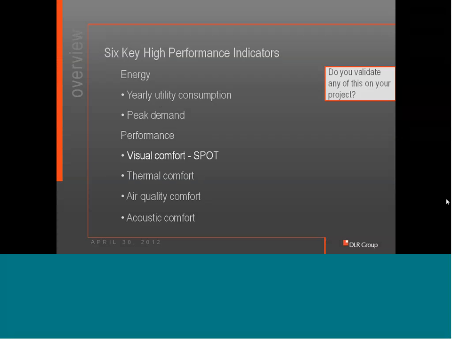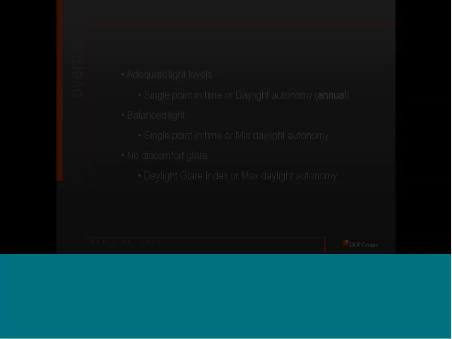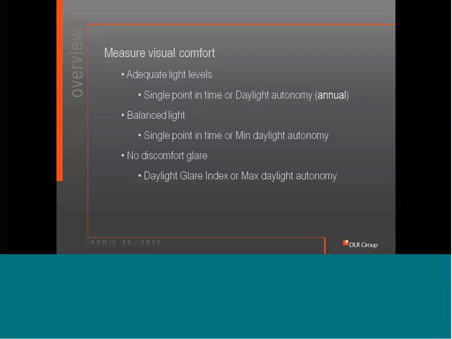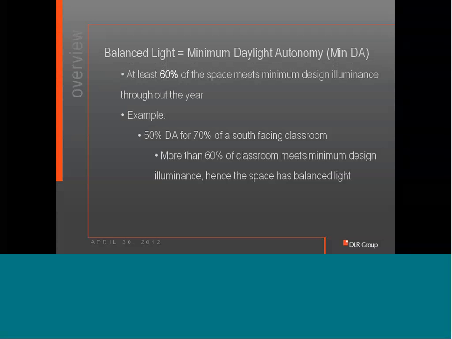So just a very quick overview of visual comfort. We looked at 6 key performance indicators, and we're talking about visual comfort, and we're using Spot as a program to evaluate visual comfort. Defining visual comfort, it's not only having adequate light, but also balanced light and no glare. We're using some of these metrics to measure visual comfort: daylight autonomy, and minimum and maximum daylight autonomy. Just some examples, and we can go over this again when we get into Spot.